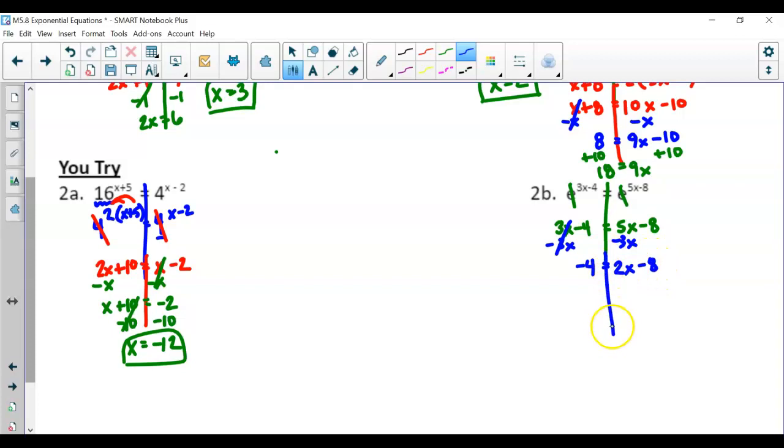Now we're solving our two-step. So here I'm going to add 8 to both sides. And now I've got positive 4 here is equal to 2x. Divide by 2, and you get x is equal to 2.